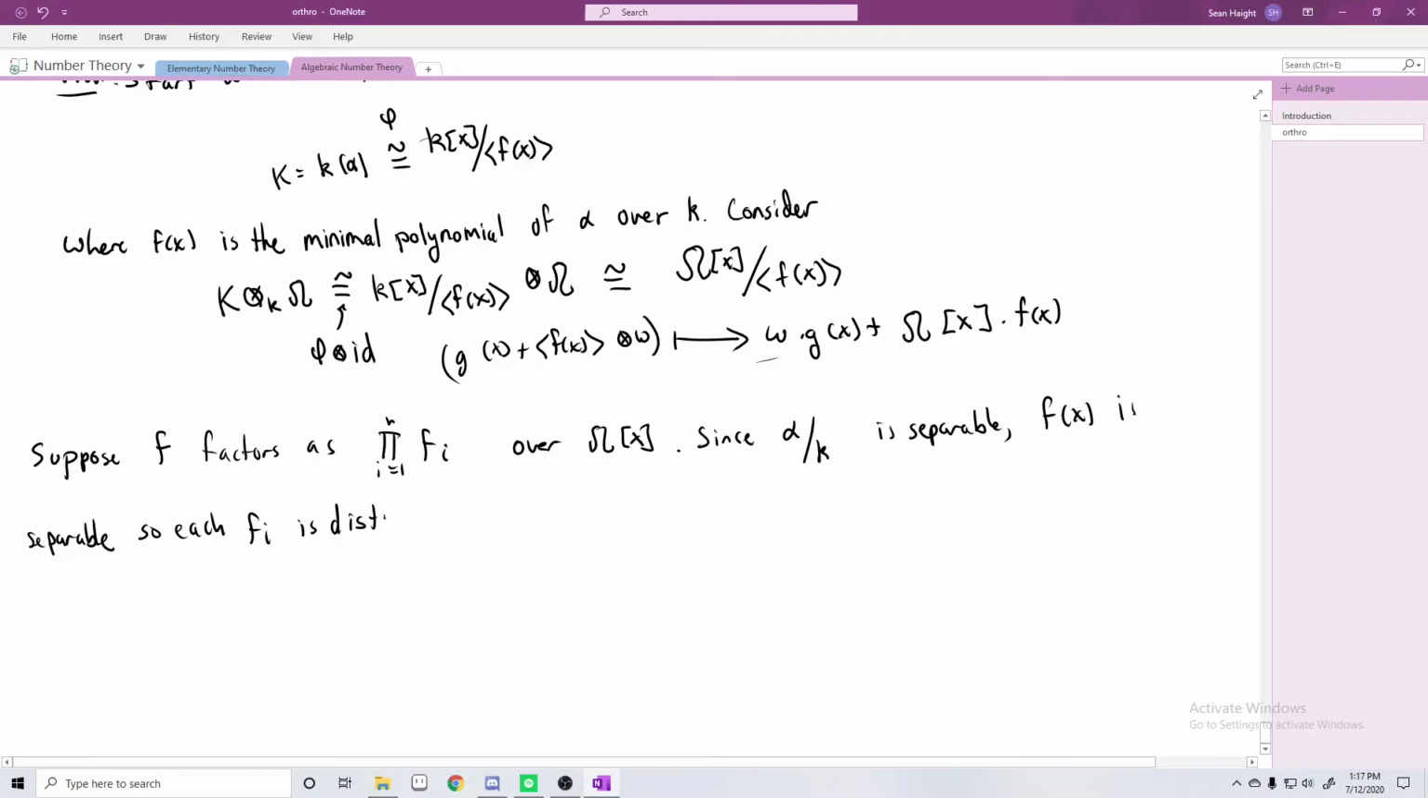So if we just think about this for a second, if I had two of these same f_i's, well, these same f_i's have the same exact roots over the algebraic closure k bar. That would mean that at least one root of f is repeated, which would contradict the separability. Okay. So each f_i must be distinct.